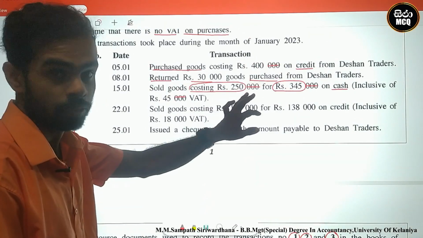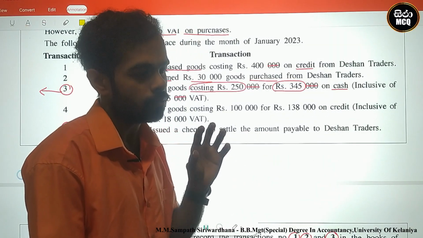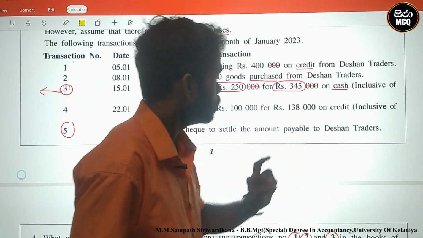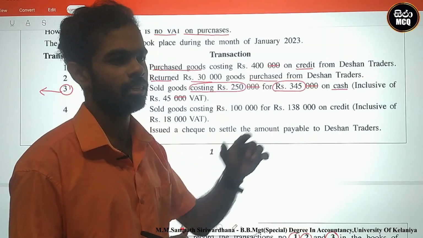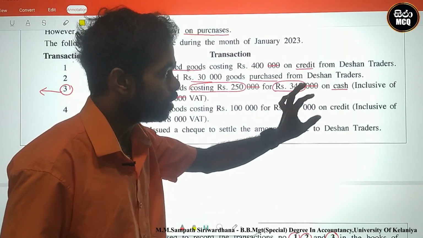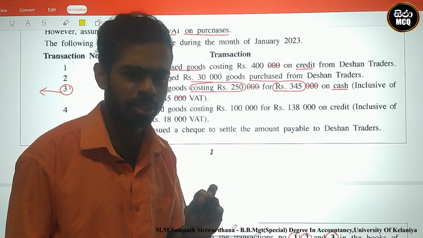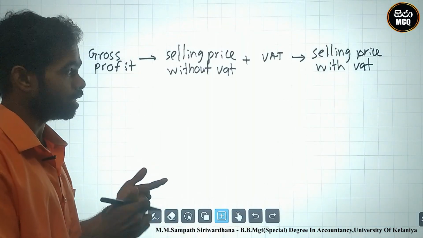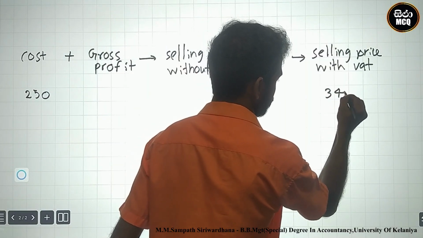Okay, next one. They said 250 for 345 on cash. Sold means we sell to the customer 345 inclusive of VAT. This 345 is the selling price. We sold 345 inclusive of 45 VAT. Inclusive means this selling price included 45 VAT. Therefore, 345 is the selling price, the VAT included price.